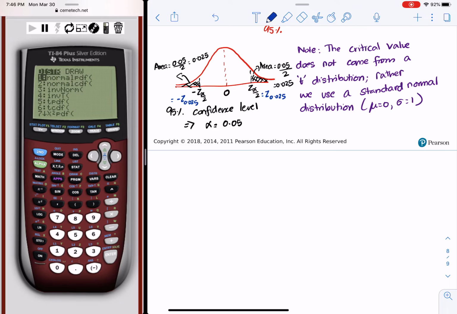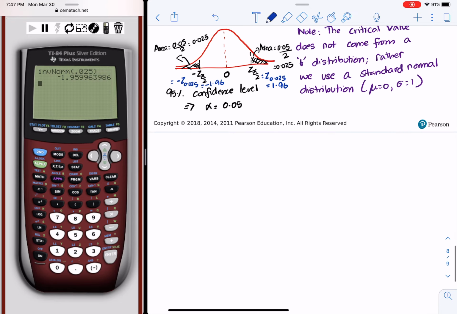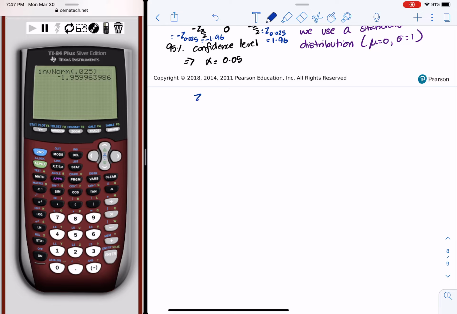So how do we find that critical value? Since this is a bell curve, we are going to use inverse norm. Put the area below, which is 0.025. That gives us negative 1.96 on the left-hand side, which would mean on the right-hand side it is positive 1.96. So we have found the value of z sub alpha over 2, which is 1.96.